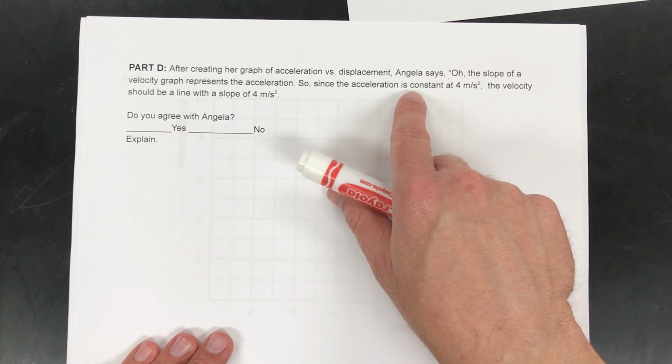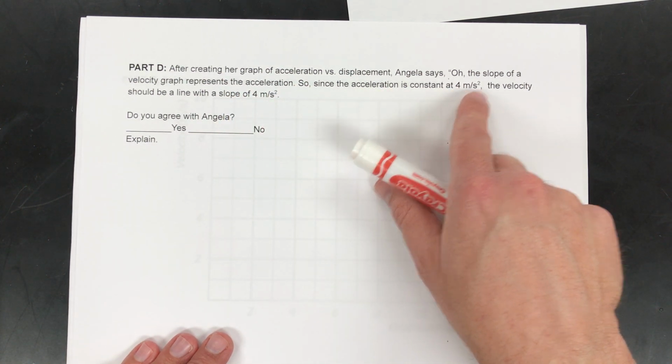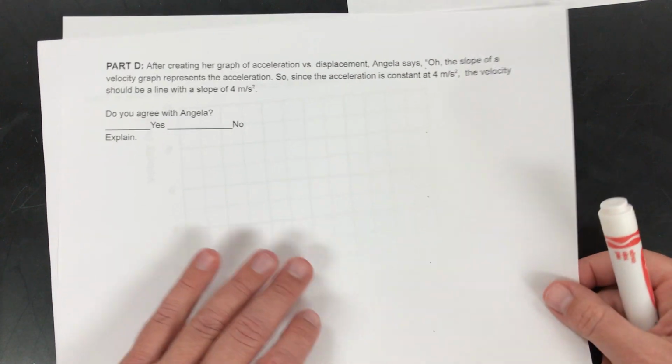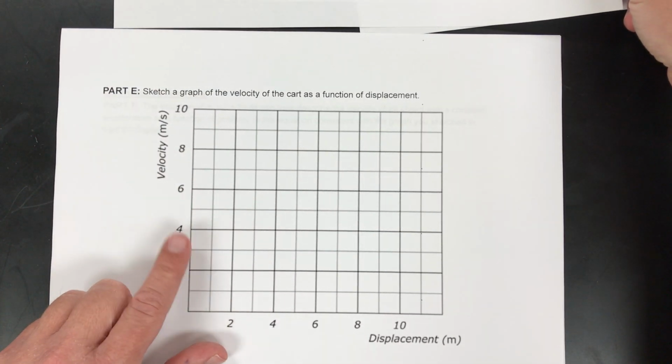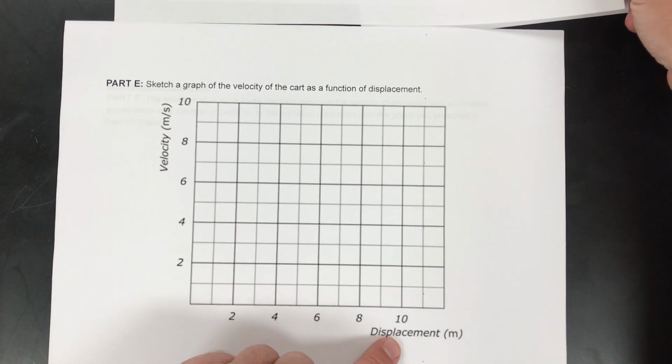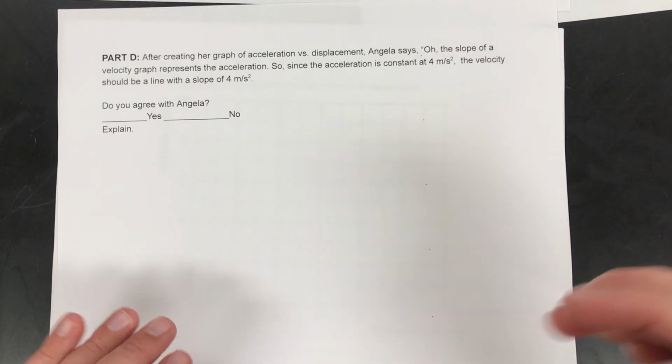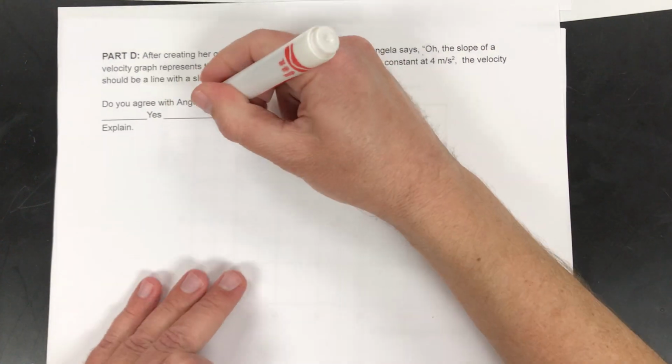So since the acceleration is constant at 4 meters per second squared, the velocity should be aligned with a slope of 4 meters per second squared. I actually think this question is kind of confusing because it's not clear unless you look down below that this velocity graph she's talking about is this velocity versus displacement graph here. So what she is saying here is not true.